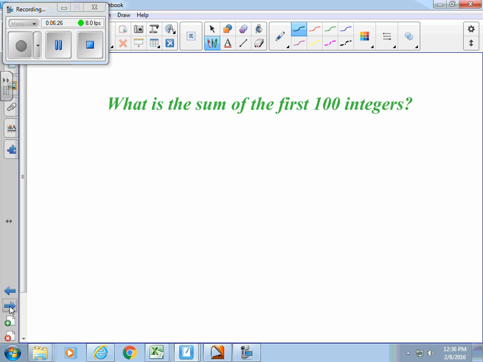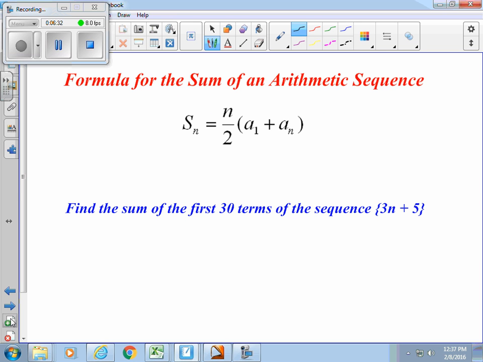Okay, when we did this slide, I was trying to get you to come up with this next formula. For today, I'm just going to tell you the next formula. The sum of an arithmetic sequence is the first term plus the last term times n divided by 2. Essentially, you average the first and the last term, and you multiply it by how many terms there are, and that gives you the sum.